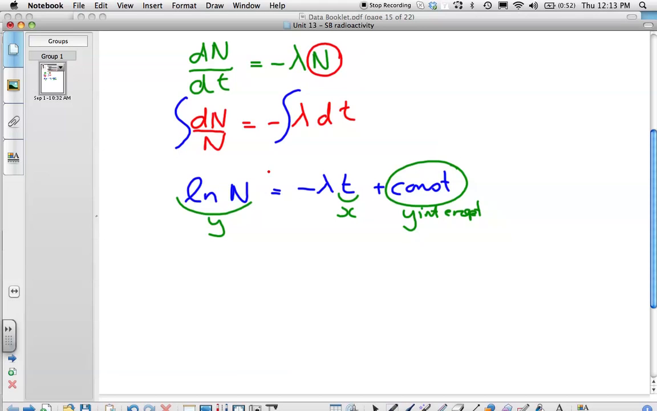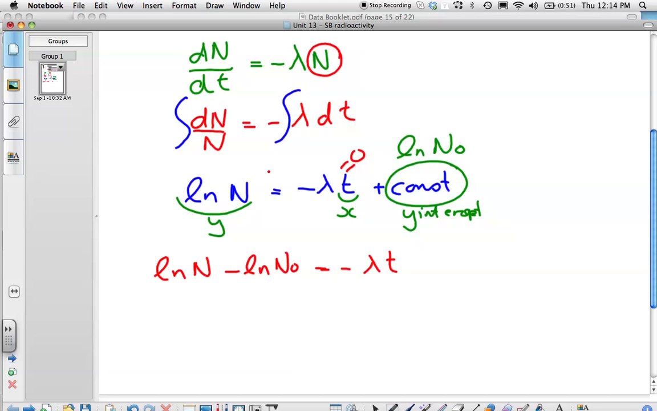And that would be when t is equal to 0. Now when t is equal to 0, N is equal to N0. So we can say that this constant is actually equal to ln of N0, because when t is equal to 0, then ln N is equal to ln N0. We have just started the process. So from that, we can say that ln of N minus ln of N0 is equal to minus lambda t.